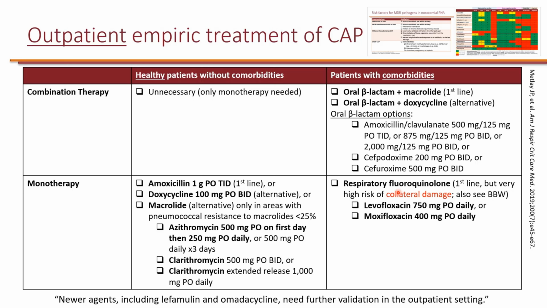However, keep in mind that respiratory fluoroquinolones have a high risk of collateral damage, and there are many adverse effects listed as black box warnings. So ideally, a better option would be an oral beta-lactam plus a macrolide, as opposed to a single respiratory fluoroquinolone, because of collateral damage and the adverse effects.